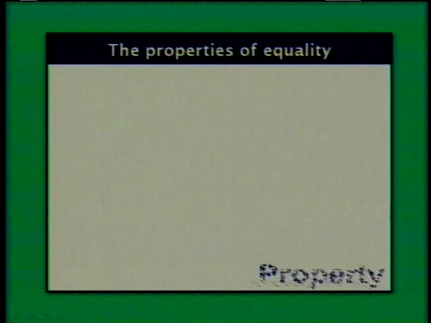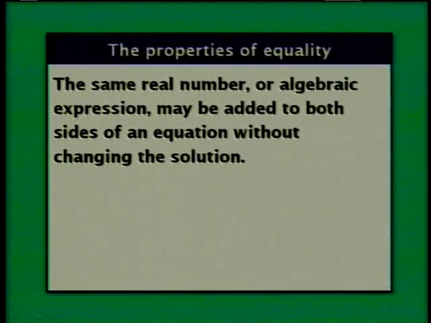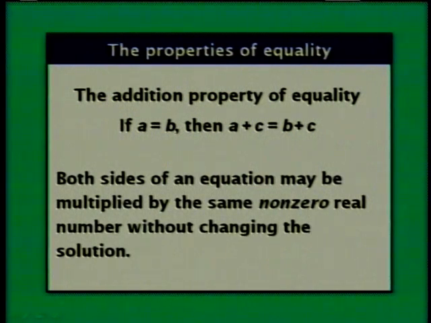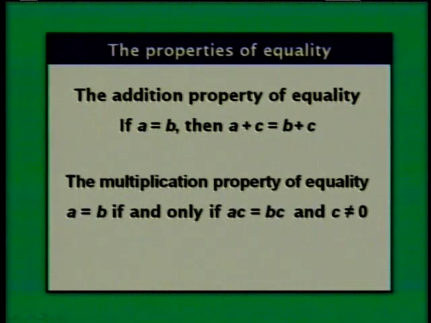A couple of properties of equality for solving linear equations that we've looked at tell us, one, the same real number or algebraic expression may be added to both sides of an equation without changing the solution. This is called the addition property of equality. If A equals B, then A plus C equals B plus C. The second one says both sides of an equation may be multiplied by the same non-zero real number without changing the solution. The multiplication property of equality says A equals B if and only if AC equals BC and C does not equal 0.